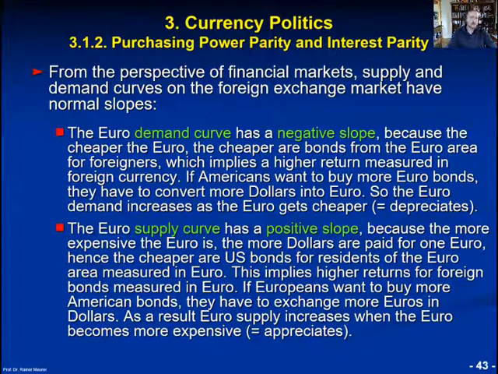The euro supply curve has a positive slope because the more expensive the euro is, the more dollars are paid for 1 euro. Hence, the cheaper are US bonds for residents of the euro area. This implies higher return for foreign bonds measured in euro. If Europeans want to buy more American bonds, they have to exchange more euros into dollars. As a result, the euro supply increases when the dollar becomes more expensive.